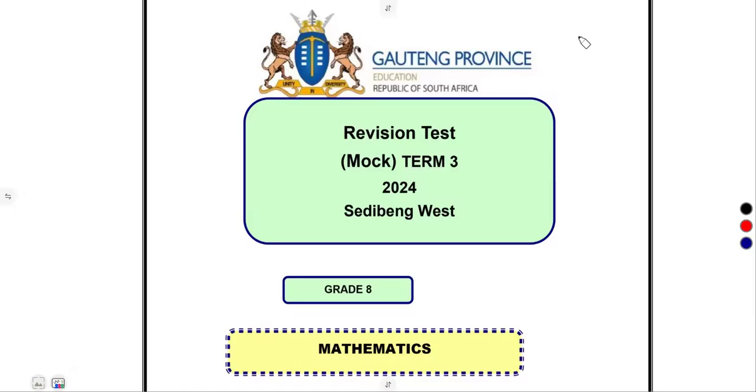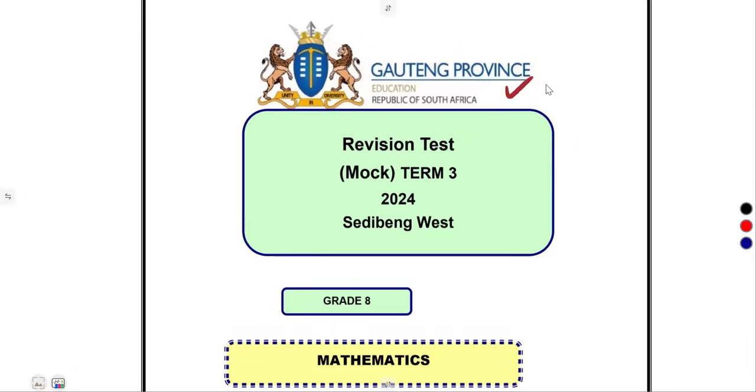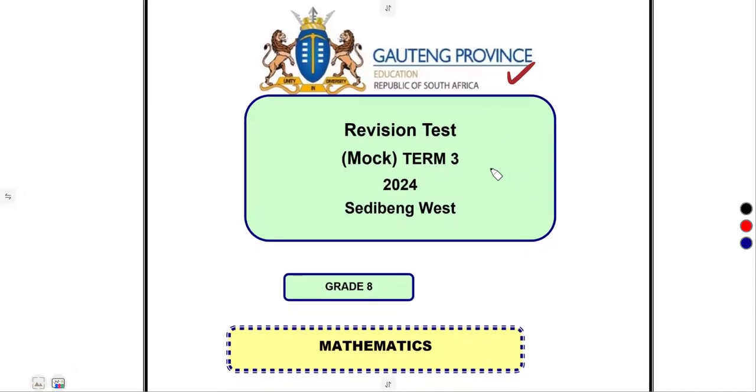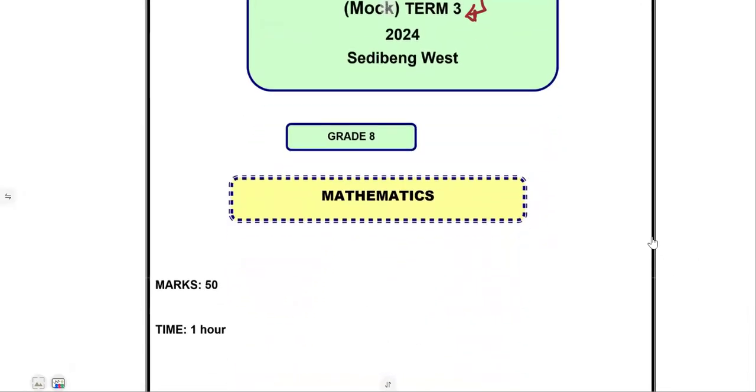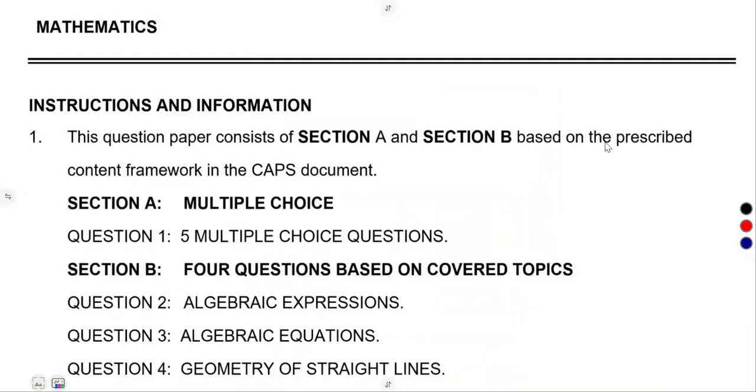So in this case, we are going to consider another typical exam revision as we are preparing for our Term 3 examinations. That was from the province of Gauteng, and that was our mock test for Term 3, a revision test, which we are going to consider. As we can see, out of 50 marks, let us see how these typical questions are given as we consider our Term 3 topics.